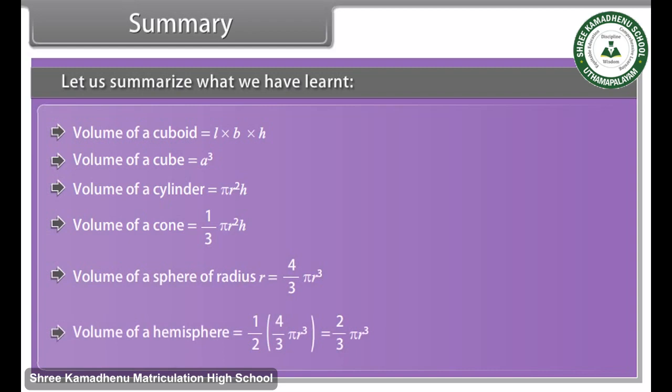Volume of a hemisphere is equal to 1 upon 2 into 4 upon 3 into pi r cube, which is equal to 2 upon 3 pi r cube.